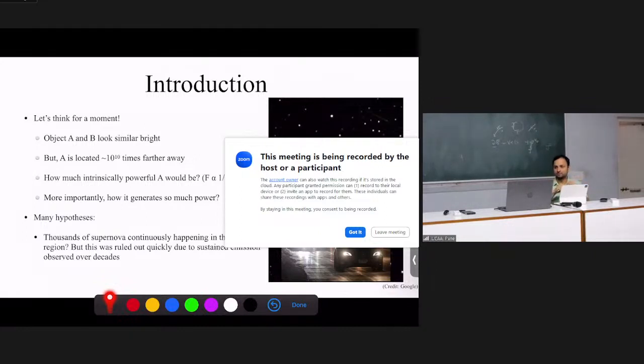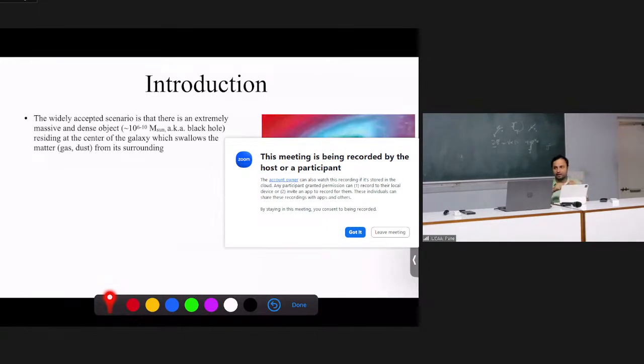It's super efficient. Okay? Now this didn't happen in one day or one year. It took decades of conferences and meetings and discussion, etc. And then people slowly started coming up with the idea that there is a very massive and dense object at the center of those galaxies, and what it does is swallow matter. Matter means gas or dust from its surroundings. One cartoon picture you can see here. So that compact object is somewhere below, somewhere down.